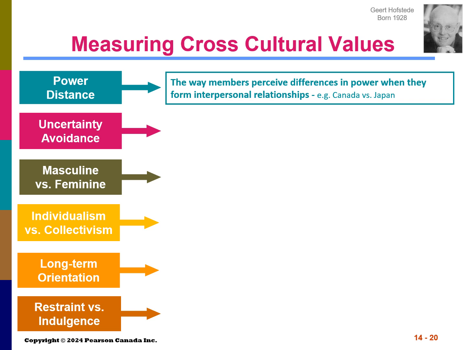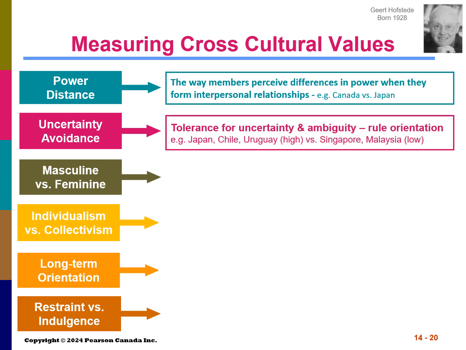For example, Canada stresses a high degree of equality and lower power distance, whereas Japan emphasizes strict vertical relationships and higher power distance. Uncertainty avoidance refers to the extent members feel threatened by ambiguous or unknown situations and have created beliefs and institutions that try to avoid these. A rule-oriented society that institutes many laws, rules, regulations, and controls to reduce the amount of uncertainty is higher in uncertainty avoidance. For example, Japan, Chile, and Uruguay have high uncertainty avoidance, while Singapore and Malaysia have low uncertainty avoidance.